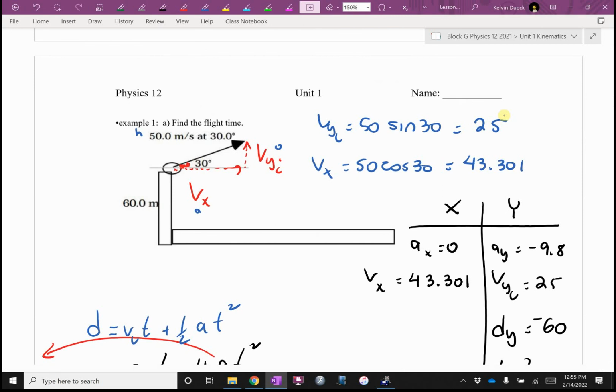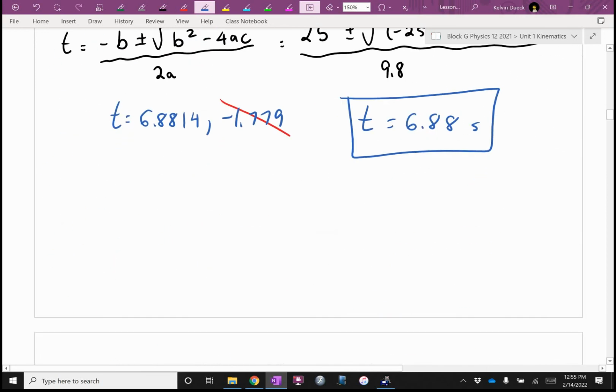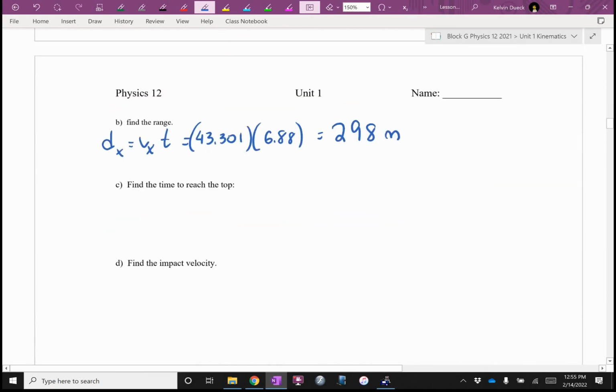Unlike from the ground to the ground, where you can split it in half exactly, here it's going up for less time than it's going down. And so I can't just go, oh, time to top is halfway. Okay. Time to what? Vertical. The word top implies that.